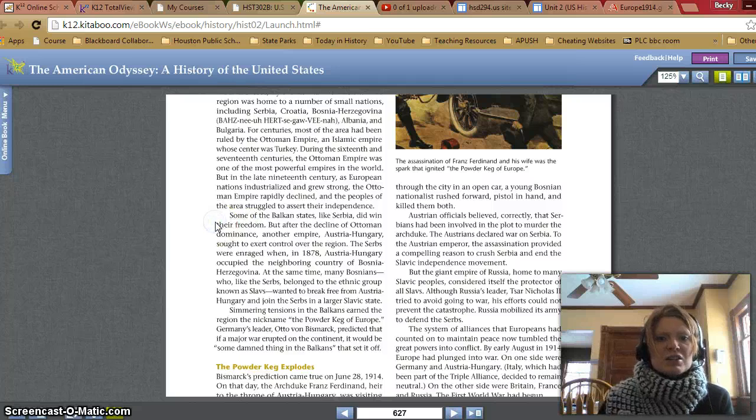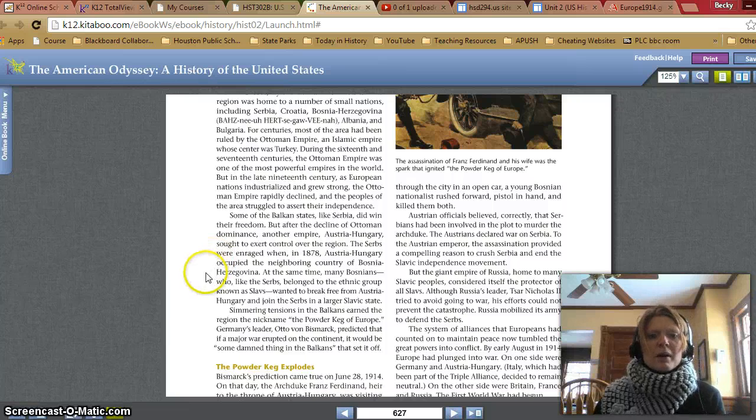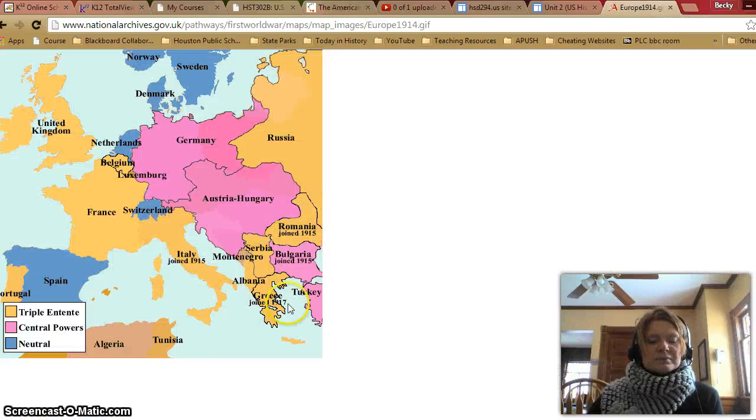Some of the Balkan states, like Serbia, did win their freedom. But after the decline of the Ottoman dominance, another empire, Austria-Hungary, sought to control the region. The Serbs were enraged when in 1878 Austria-Hungary occupied the neighboring country of Bosnia-Herzegovina. At the same time, many Bosnians, who like the Serbs belonged to the ethnic group known as Slavs, wanted to break free from Austria-Hungary and join the Serbs in a larger Slavic state. So a lot of ethnic tensions as well. So we're once again seeing that visualization of the land area we're talking about.